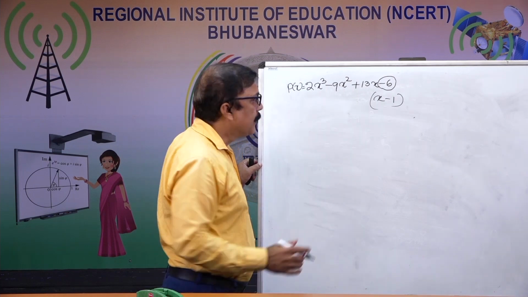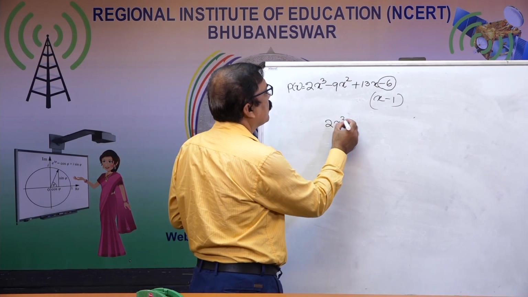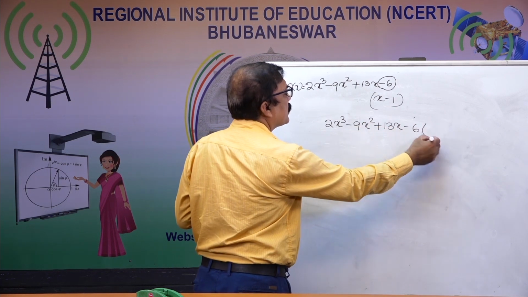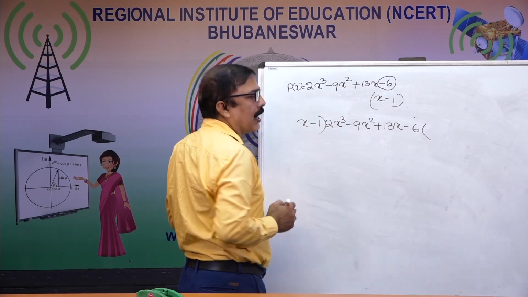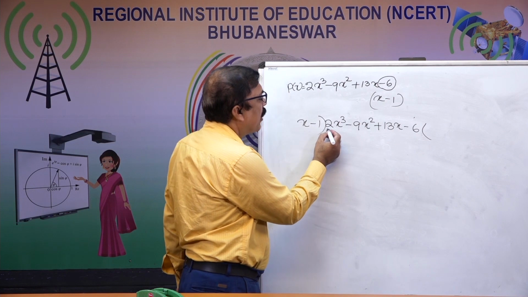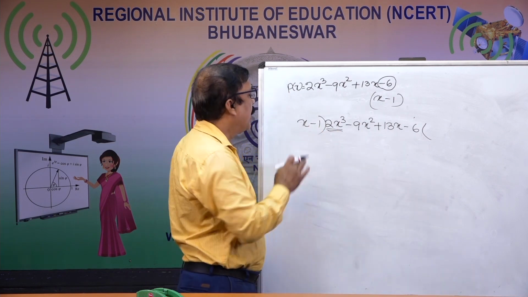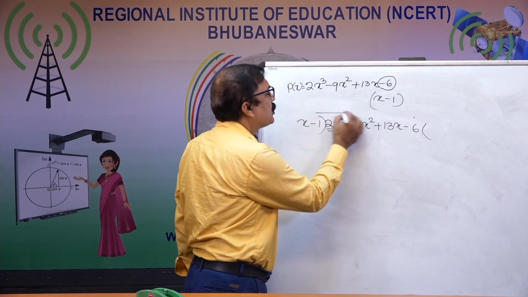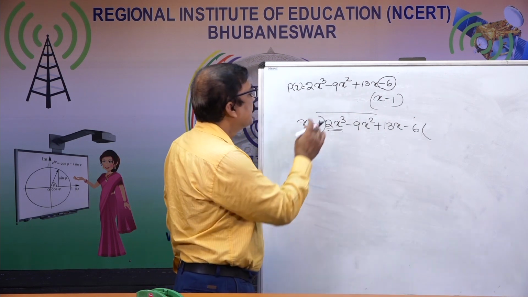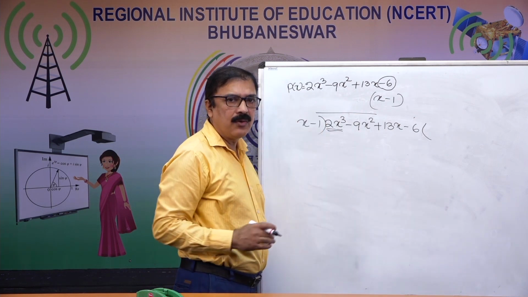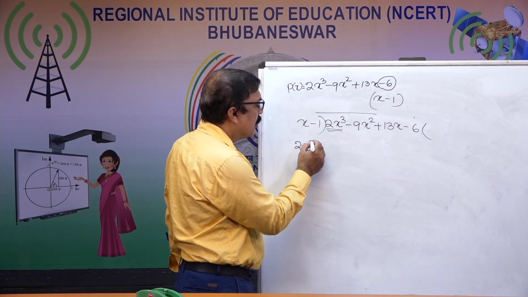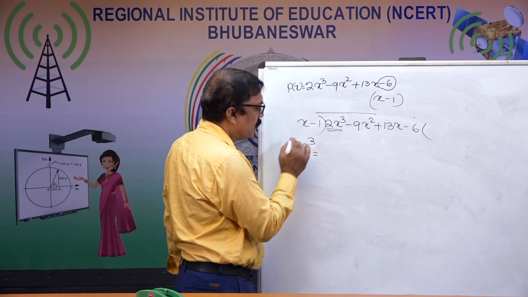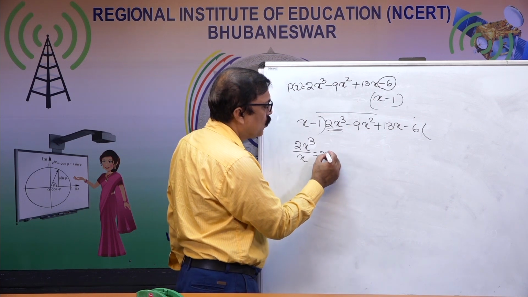Now divide 2x cube minus 9x square plus 13x minus 6 by x minus 1. Here the first term of the dividend is 2x cube and the first term of the divisor is x. So how to get the first term of the quotient polynomial? That is 2x cube by x, that gives 2x square.